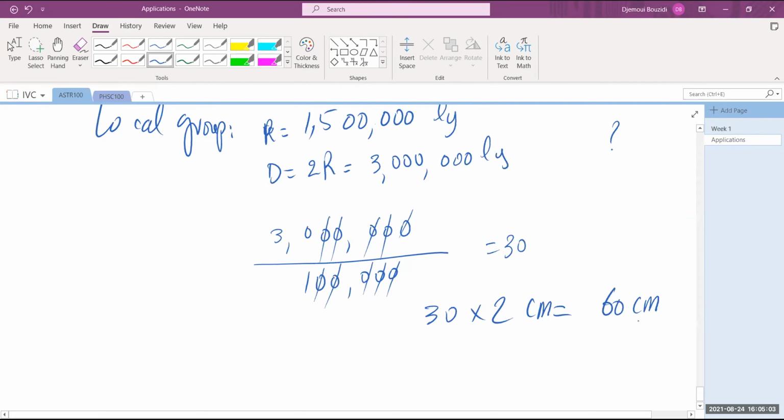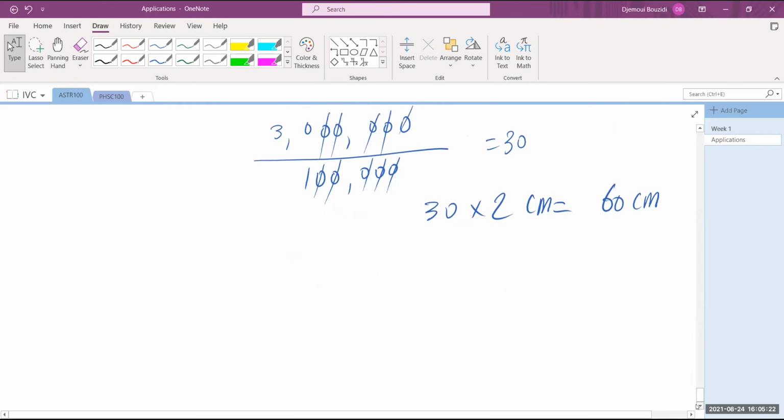And it says also for the local supercluster. That's the other part of the question. It has so many parts in here. How big would the local supercluster be? If you look at the table, the local supercluster has a radius of 50 million light years.